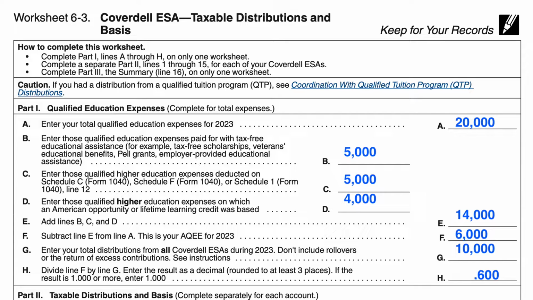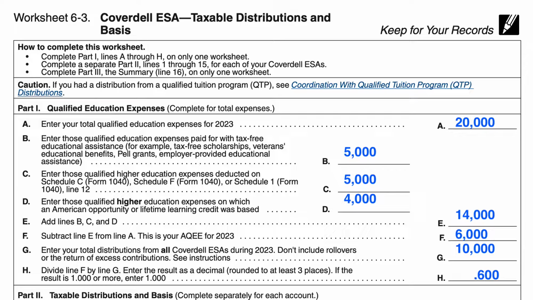We'll be going over Worksheet 6-3 of IRS Publication 970. This is the worksheet that taxpayers would use to calculate the taxability of their distributions and basis from their Coverdell ESA. So even if you don't contribute to your Coverdell ESA anymore, let's just imagine that you did save money in it a long time ago, and now you're starting to take money out to pay for college.